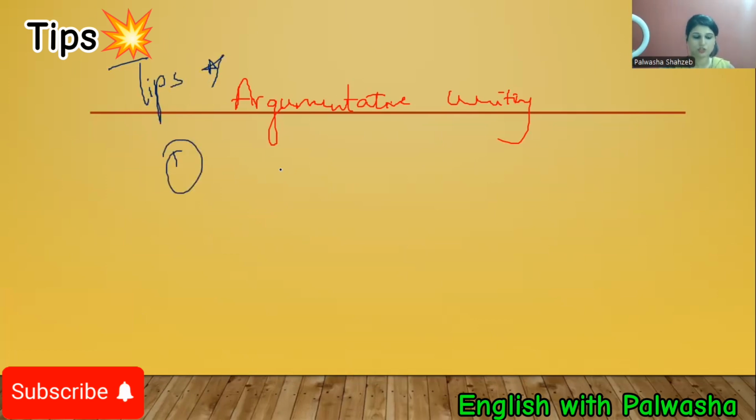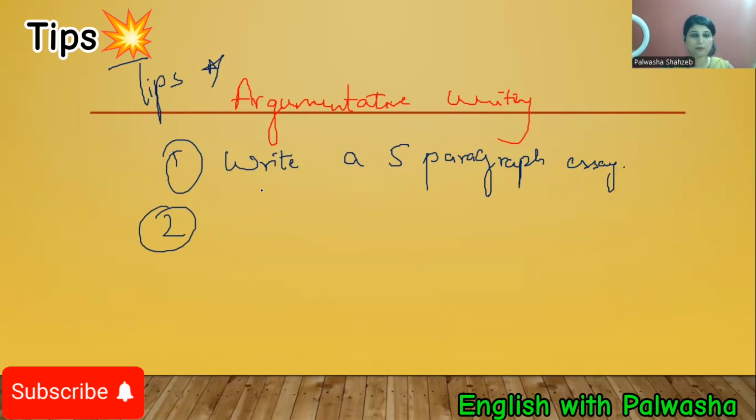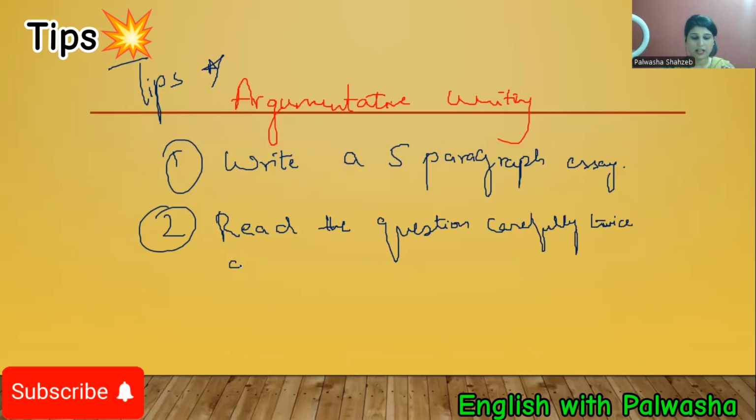And the first tip is to write a 5-paragraph essay. Again, I'm revising it. Number 1 is write a 5-paragraph essay, right? It's an argumentative essay, a 5-paragraph essay. I told you in clear ways how you structure it. Okay, read the question and circle the clues. Read the question carefully. Read the question twice and thrice. The second important tip is to circle the keywords, right?